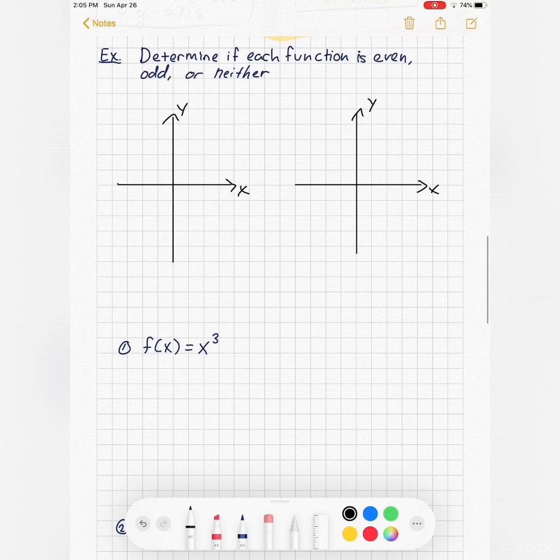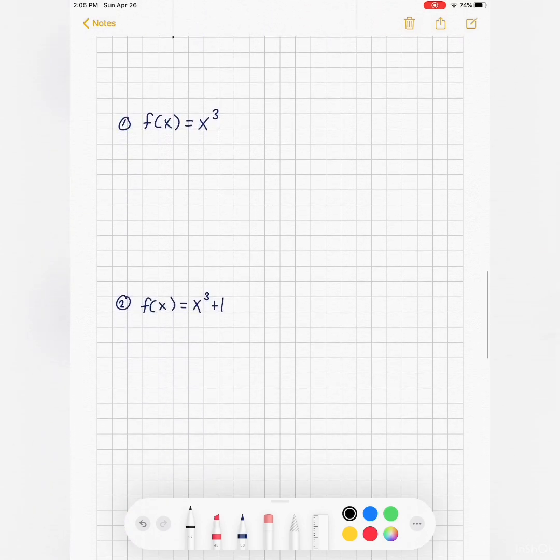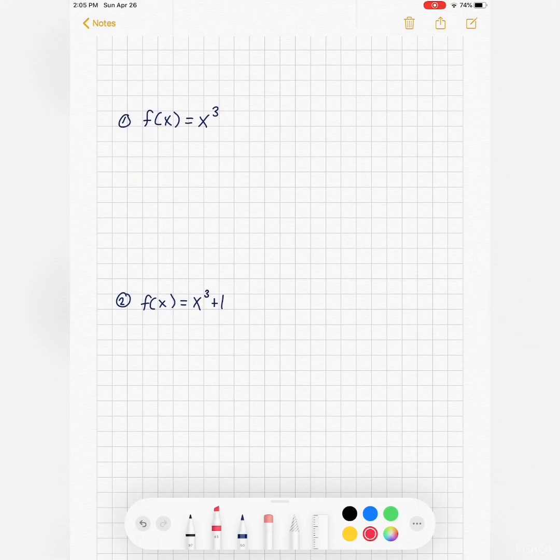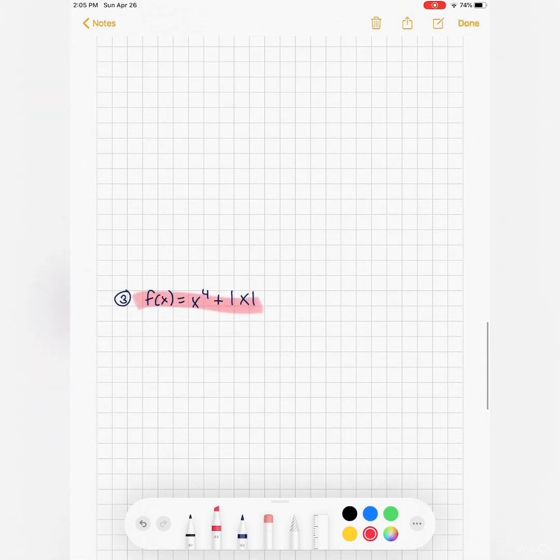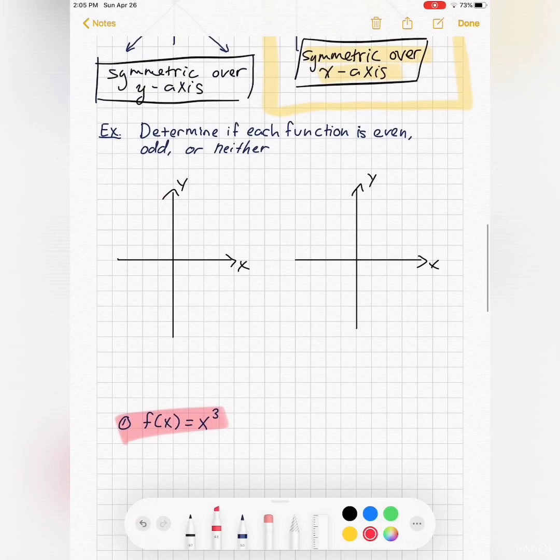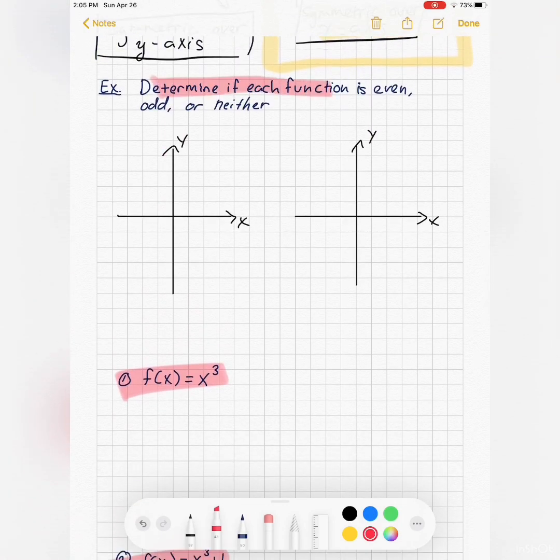The next question would be, what if I'm given an equation? You see how here I have a series of equations. What I want to be able to do is determine if each of these functions is even, odd, or neither, but without actually graphing each of those functions. So can I come up with a test that I can use to check algebraically if a function is even, odd, or neither?